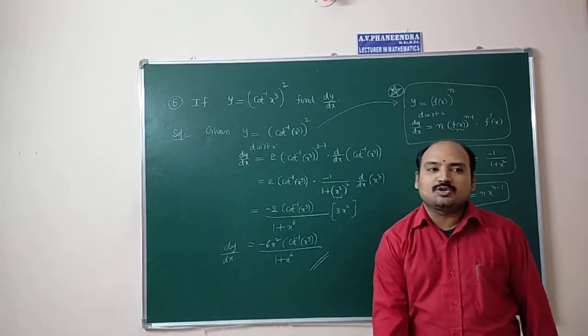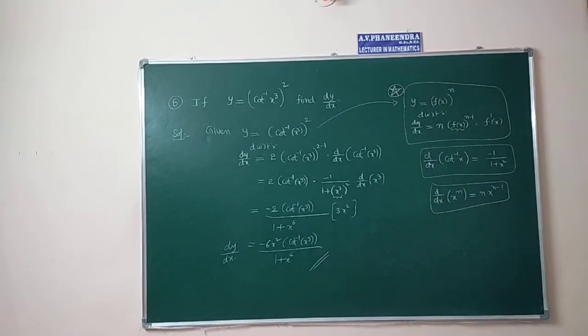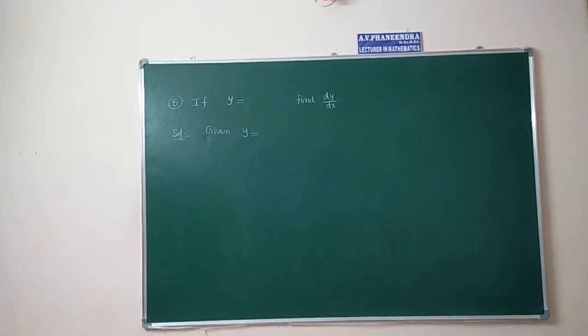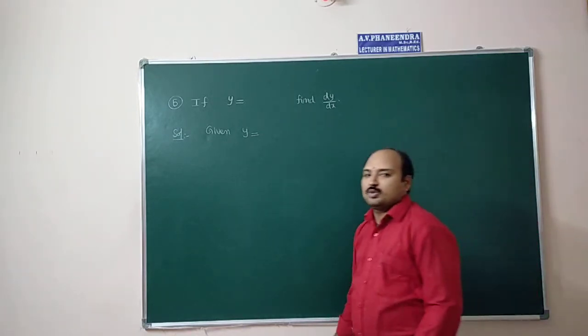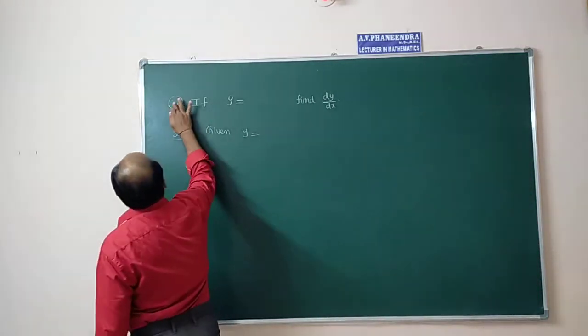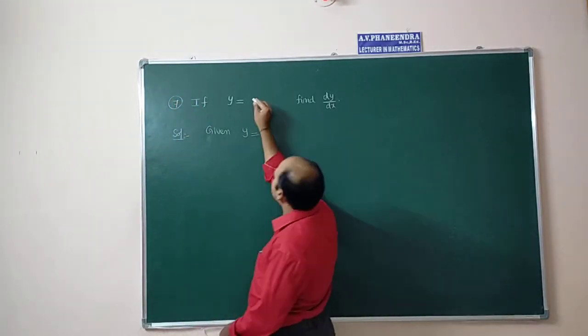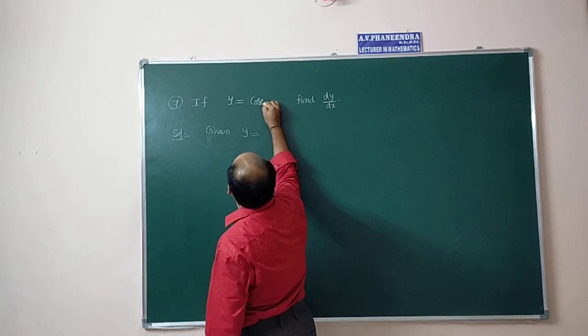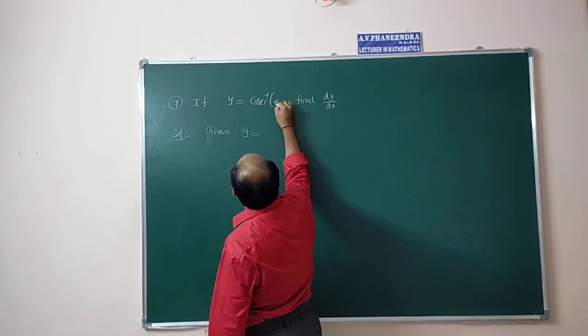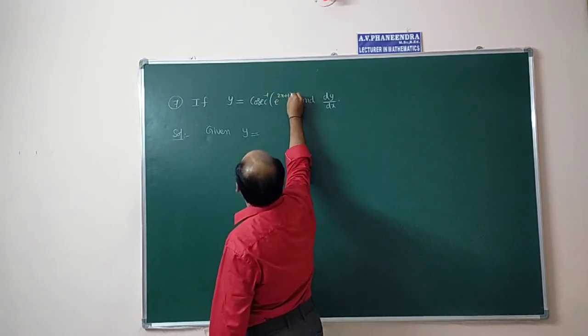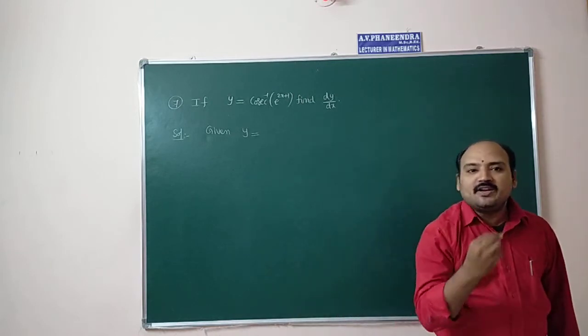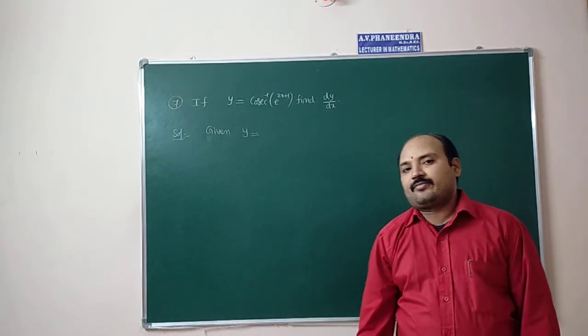We'll go to the next question. The next question, 7th question. If y equal to cosecant inverse of e power 2x plus 1, find dy by dx.